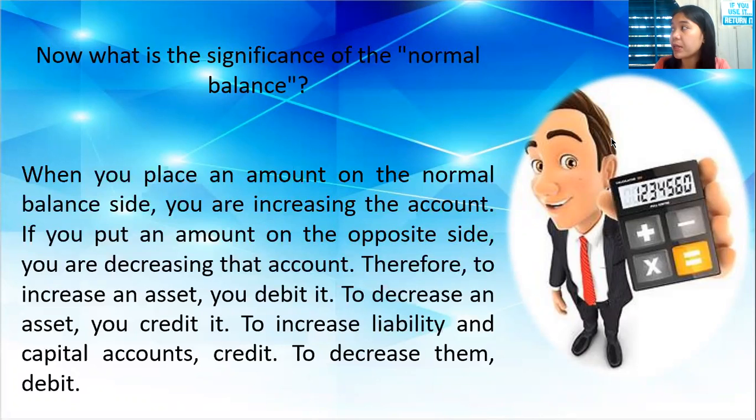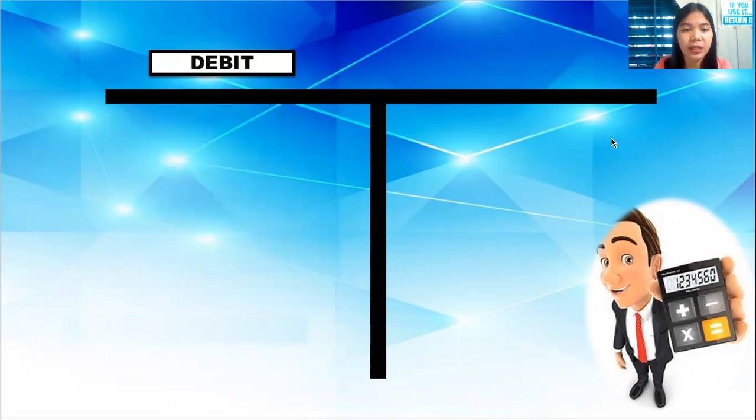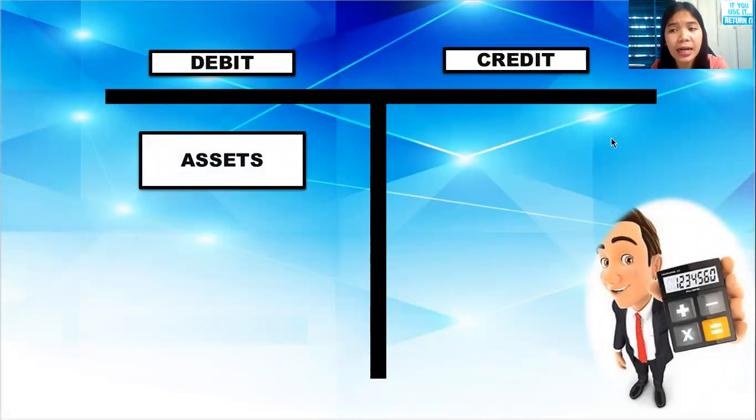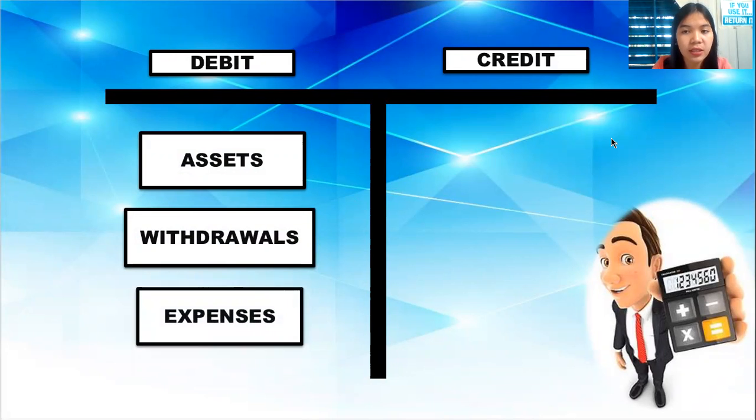To decrease them, debit. To understand further, we have our T account here. As I said earlier, the debit side is on the left side and the credit side is on the right side. The accounts that we can encounter on the debit side are the assets, withdrawals, and expenses. As mentioned, the normal side of an asset is on the debit side. You can see it is on the debit side.